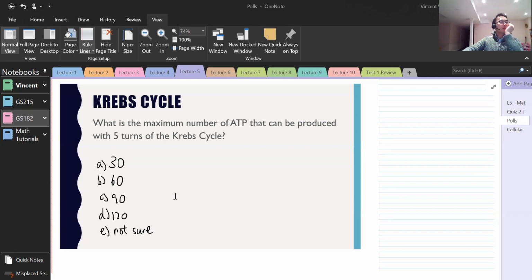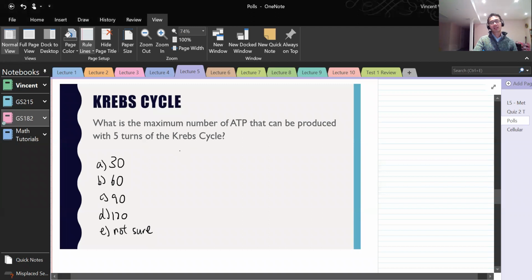The popular choice seems to be 60. Is that the right one? Let's find out. So what we need to do for something like this is figure out one turn. In one turn, we have 3 NADH, 1 FADH2, and 1 ATP. This is from one turn.